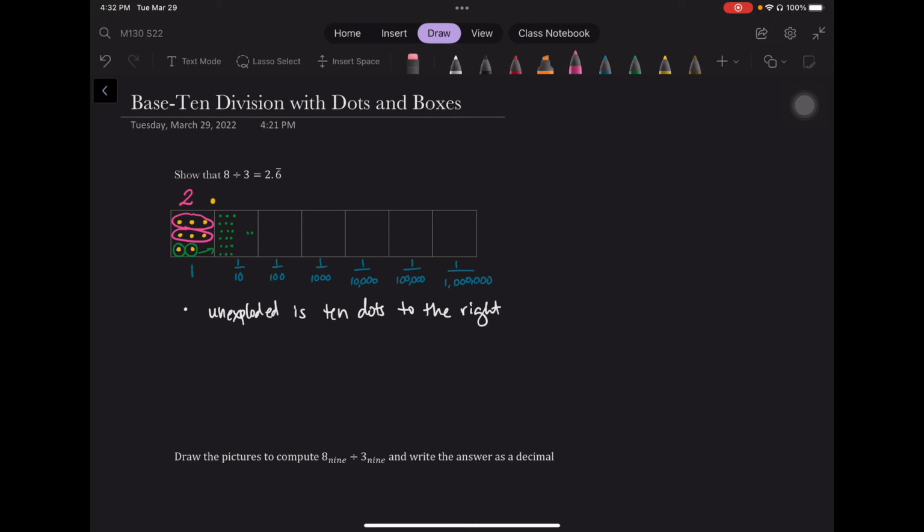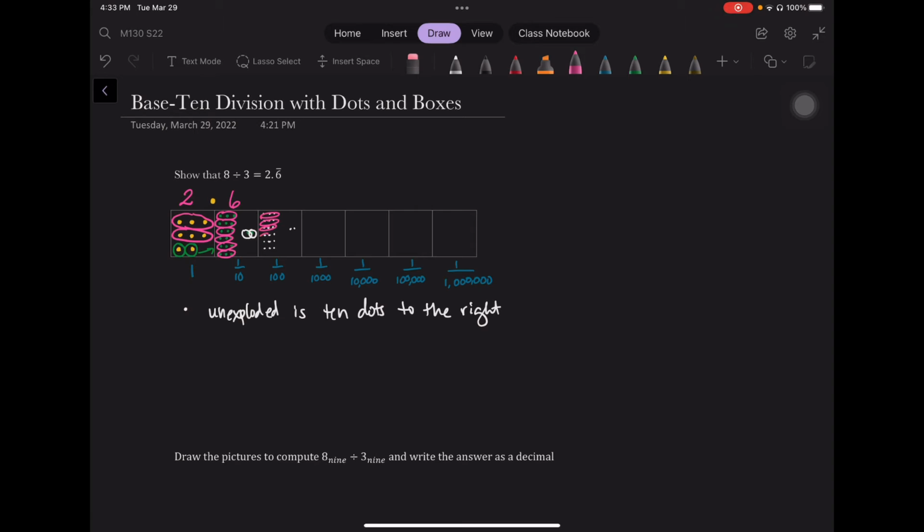How many groups of 3 can I get? I have 1, 2, 3, 4, 5, 6, with 2 left over. I'm going to unexplode those 2 again. Each 2, remember, each of these is 10, so those 2 are going to be 20. So I have 1, 2, 3, 4, 5, 6, 7, 8, 9, 10, 11, 12, 13, 14, 15, 16, 17, 18, 19, 20. Looks very similar to the box before it.